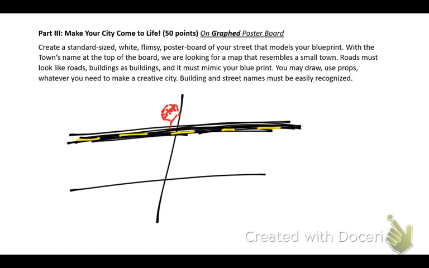So your poster needs to be identical to your blueprint. We understand that? The point of having a graphed poster is so you can make sure you have parallel lines and perpendicular lines. Because if they're not parallel and perpendicular, then you're going to get points off. Okay? So use the graph if you got one with a graph. Okay? Questions, comments, concerns?